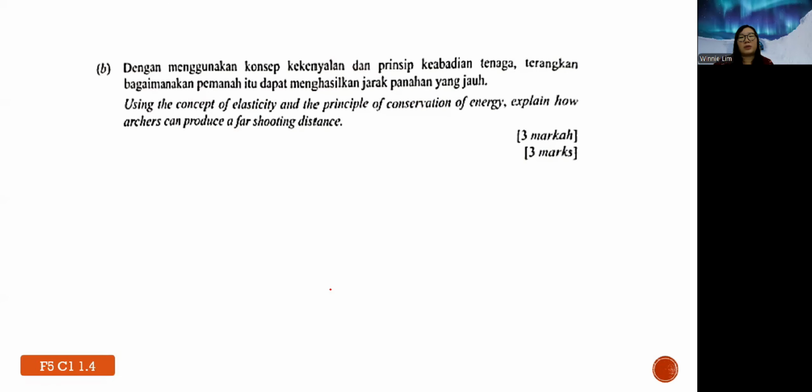Then, using the concept of elasticity and the principle of conservation of energy, explain how archers can produce a far shooting distance. For conservation of energy, you need to know the types of energy involved: kinetic energy, elastic potential energy, gravitational potential energy. In this context, the energy stored in any elastic object is called elastic potential energy. You need to mention this, and then it will be converted to kinetic energy. That's why the arrow can move further.